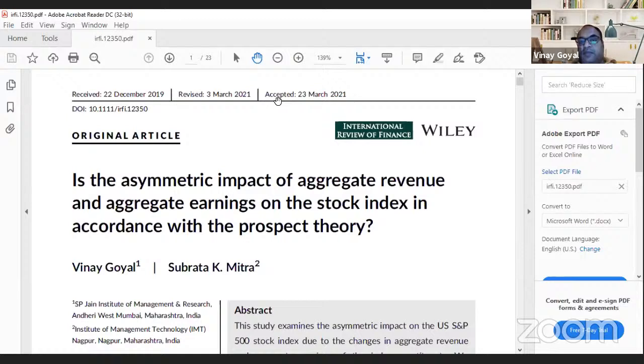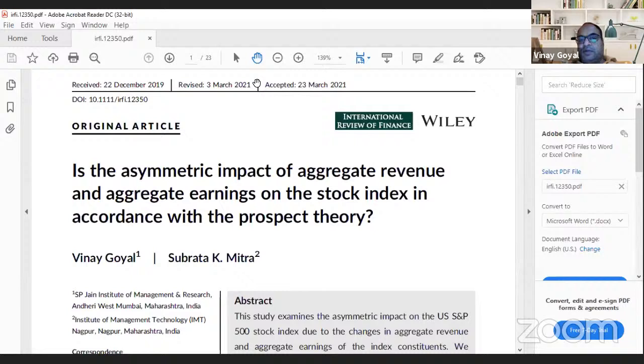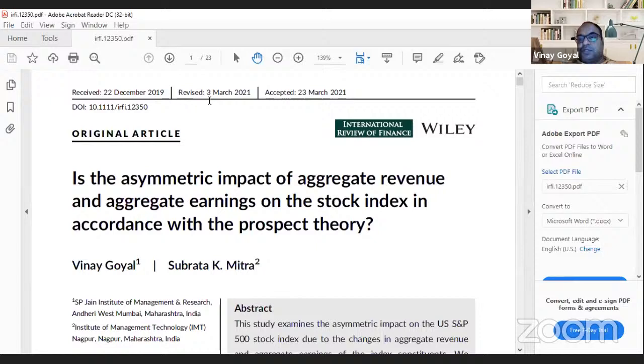So basically, if you see, it is around 14 months, and there were at least four reviews. They wrote one major review, which I answered on 3rd March, but between 22nd December and 3rd March I did one or two reviews, and there was no response from the journal from 22nd December to 3rd March. No response.